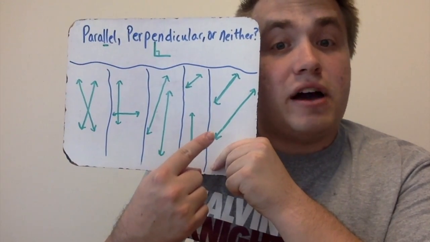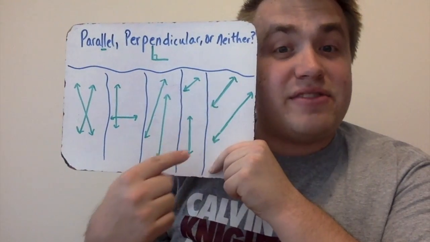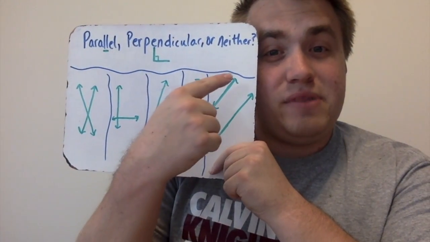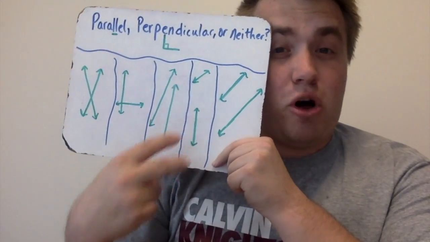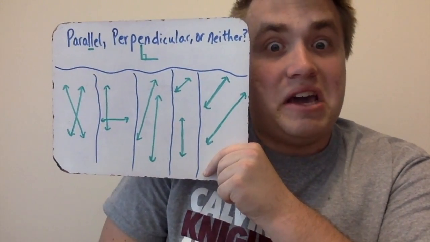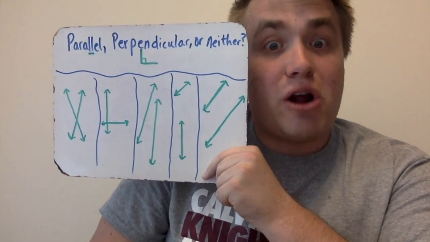Over here, I have two lines. They're not touching each other. They're kind of going in the same direction here. If I were to take both of these lines and trace them all the way up and all the way down, I would know that they would never touch each other, which would make this last set of lines here parallel.